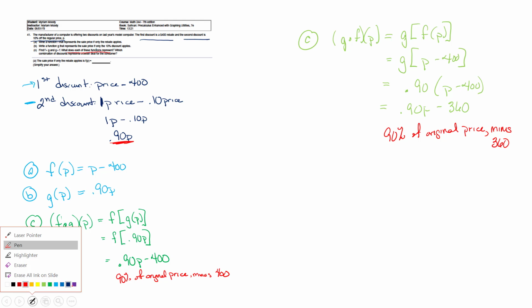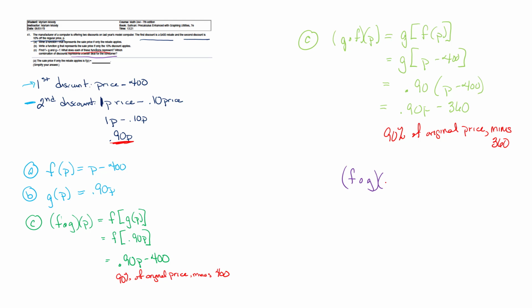So, which one is the better deal? Because that was the second one. Which combination of discounts represents a better deal? 90% of the original price minus 400 or 90% of the original price minus 360? Yeah, that's kind of a no-brainer. I'll get an extra 40 bucks if I do F composition G of P. This is my better deal. Because I get an extra 40 bucks off.